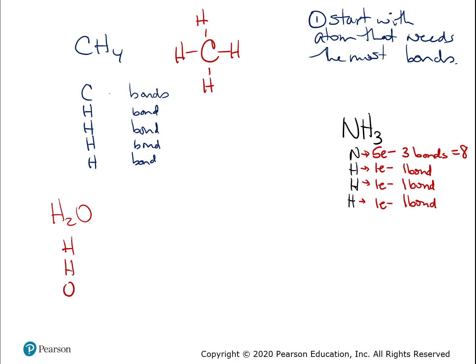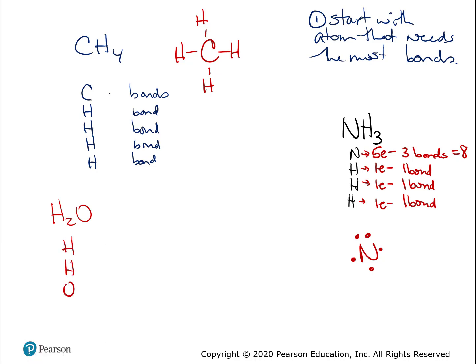So I list them. Now I'm going to start with the atom that needs the most bonds. In this one, which one needs the most, nitrogen or hydrogens? So I'm going to put the nitrogen down first, N, dot, dot, dot, dot, dot, right? So there are the 5 electrons. And remember to spread these out. You may have to move them around, but spread them out.